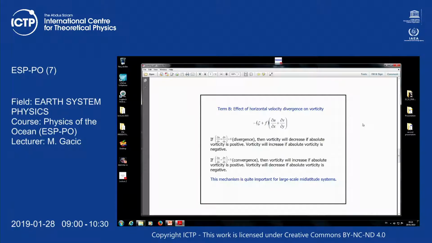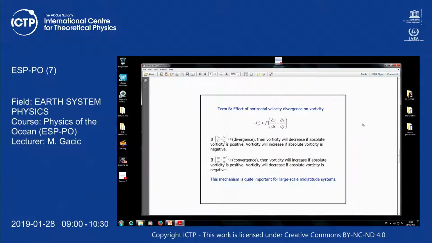And with convergence, vorticity will increase if absolute vorticity is positive, or decrease if absolute vorticity is negative. Obviously everything has to be considered depending on whether we are in the northern or southern hemisphere. And how do we explain this? In a simpler way: if you have convergence, then the water column is stretching. By stretching, its radius is decreasing, and you add vorticity to the water column, and vice versa. If the water column is squeezed and becomes larger, then you have lower momentum of rotation.